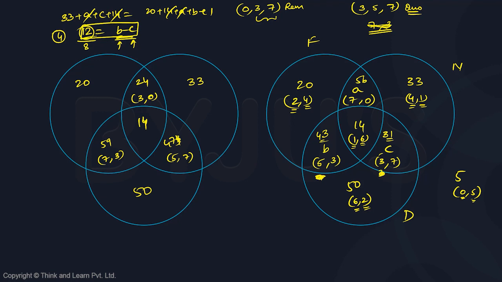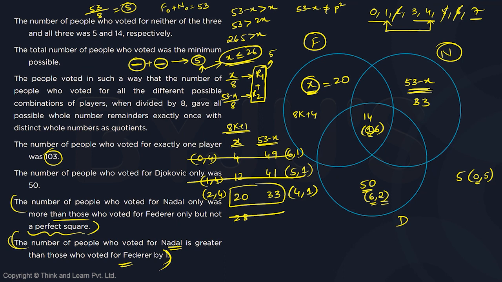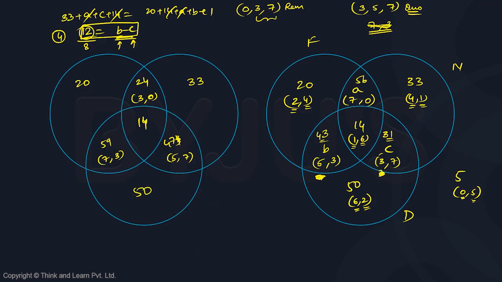So now I got 2 cases. Which case should I select? The condition given to me is the total number of people who voted was the minimum possible. So let me see what the totals are. The total for Federer, Nadal and Djokovic, this is 5, which is common for both. So I will have to look at the individual totals.